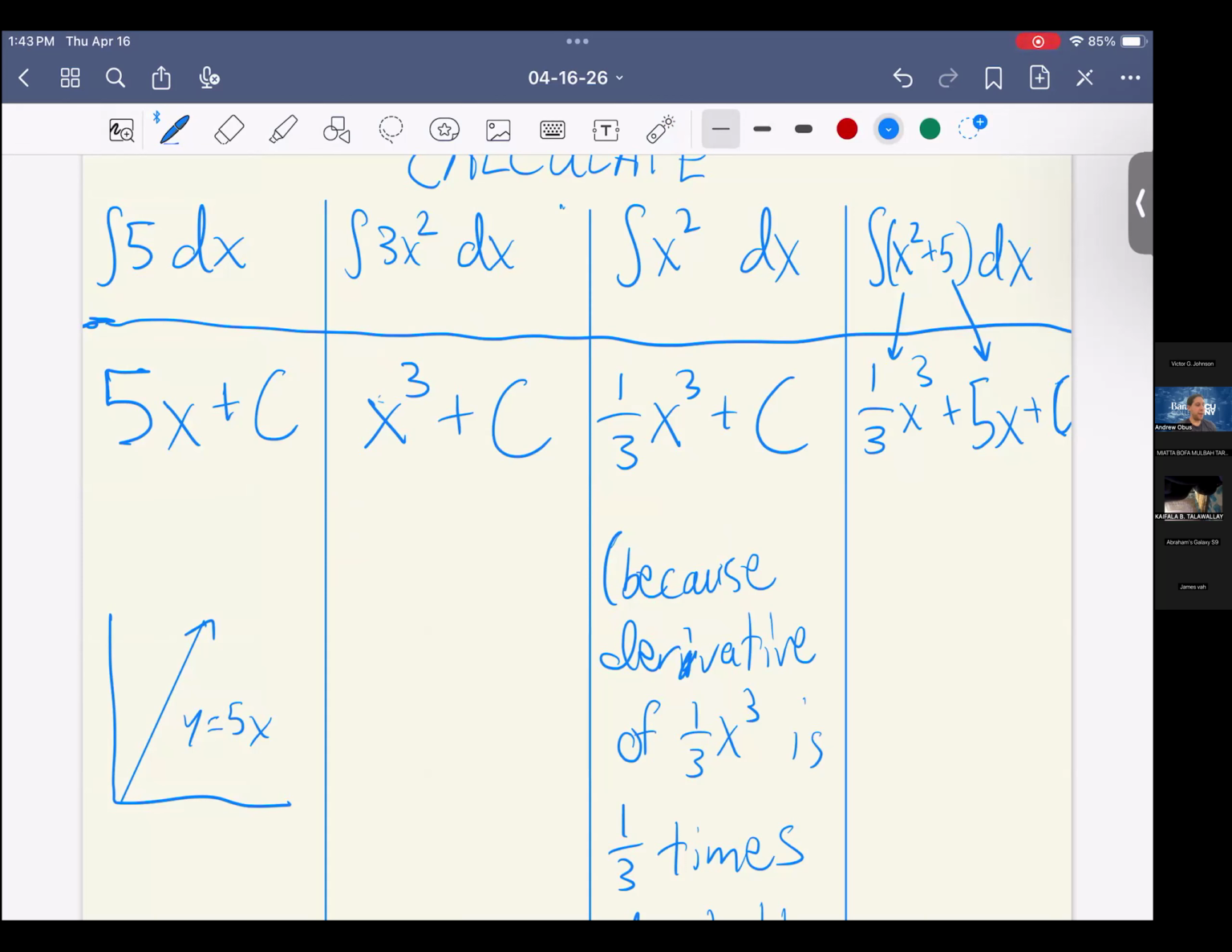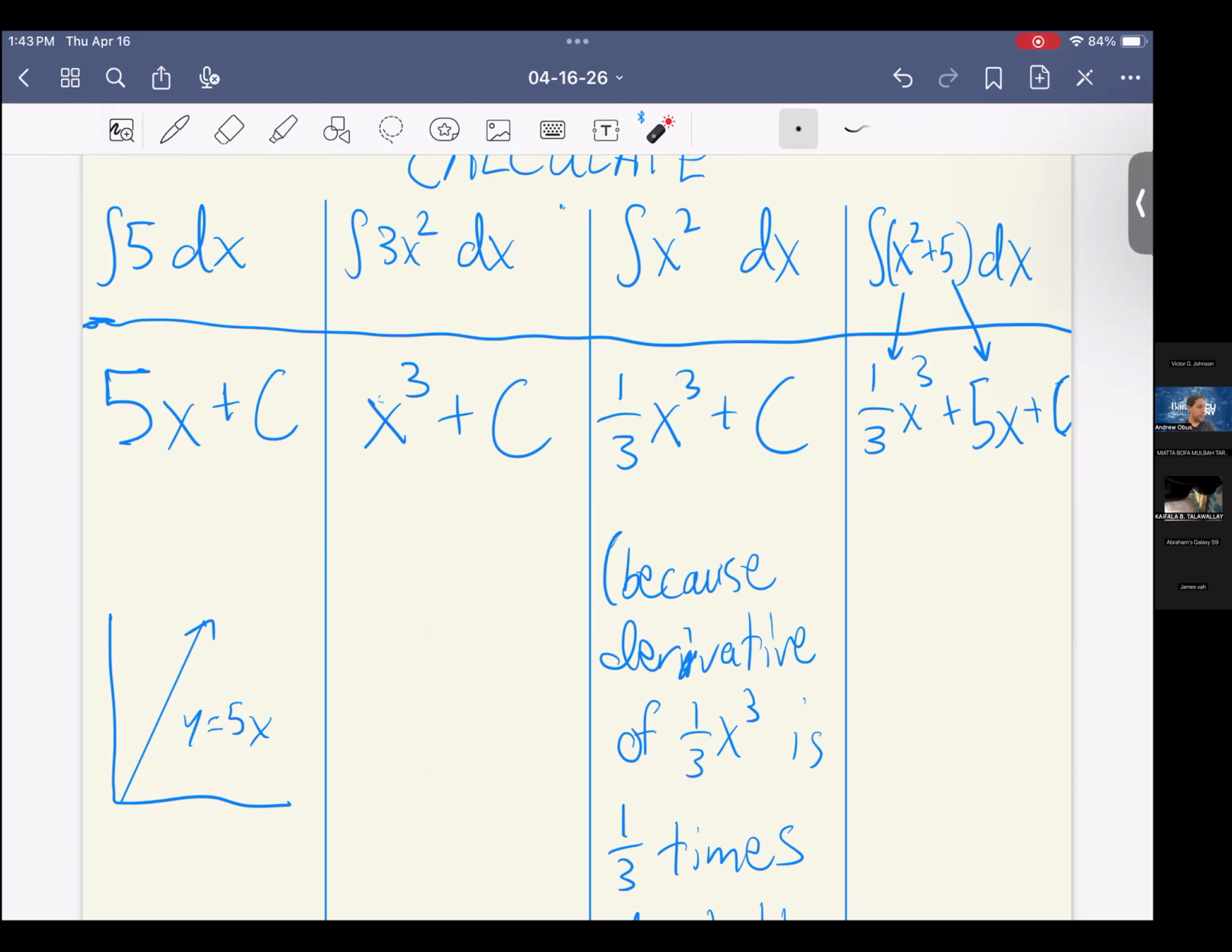Okay, because when we take the derivative of this thing, remember, we're trying to figure out an antiderivative. When we take the derivative of this, what do we do? We take the derivative of this, which gives us the x squared, and then we take the derivative of this, which gives us the 5, and then we add them together. That's how derivatives work. You can do them term by term. And what that means is that for antiderivatives, you can also do them term by term, right? The derivatives work term by term. That means the antiderivatives do too. So if you have two parts, you can just do each of them separately.